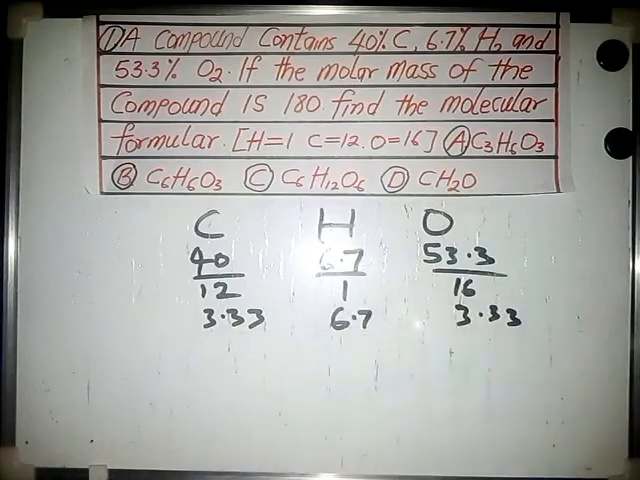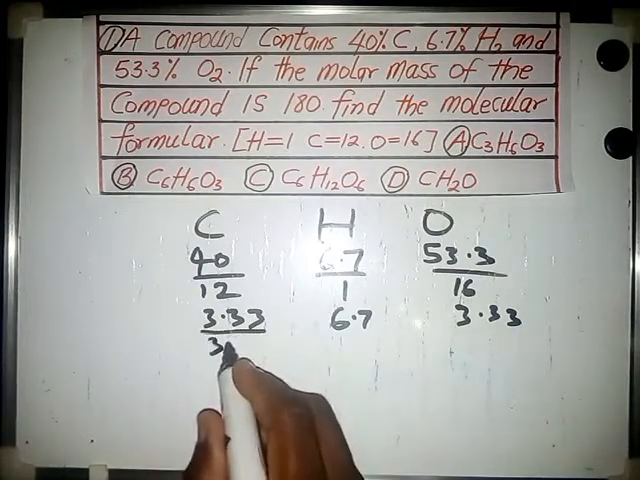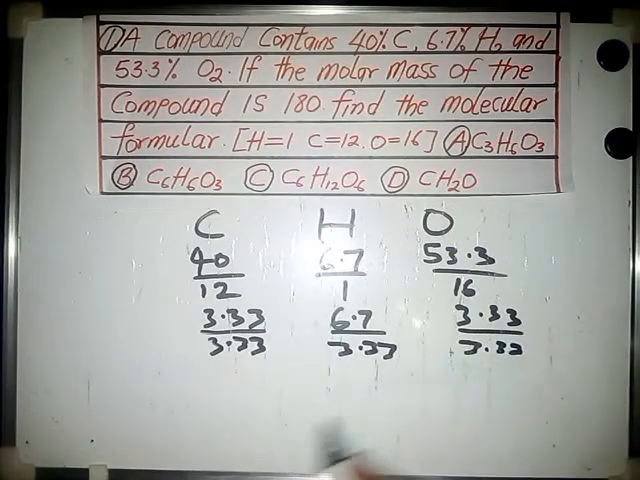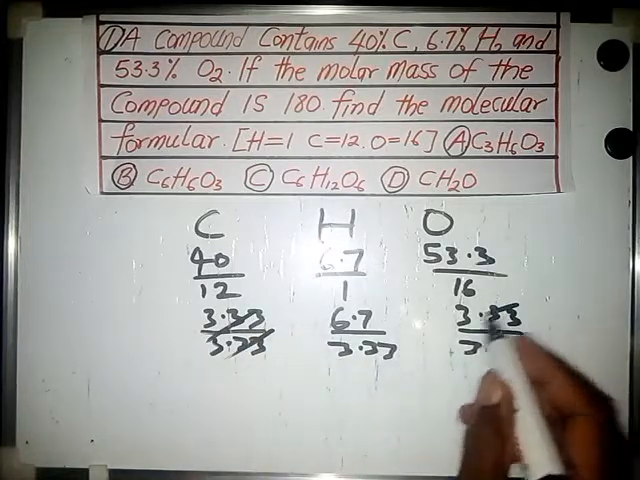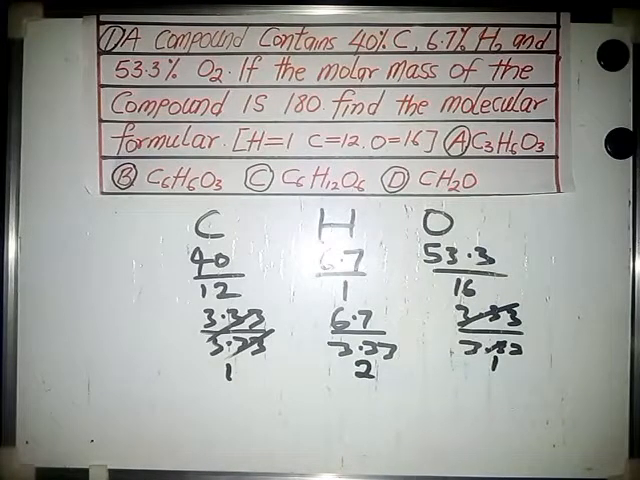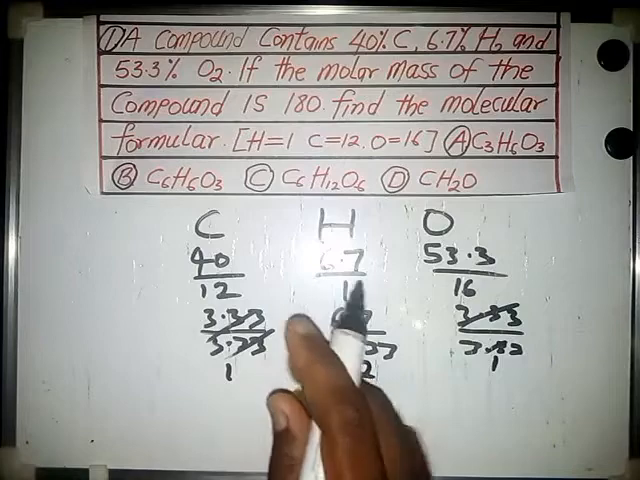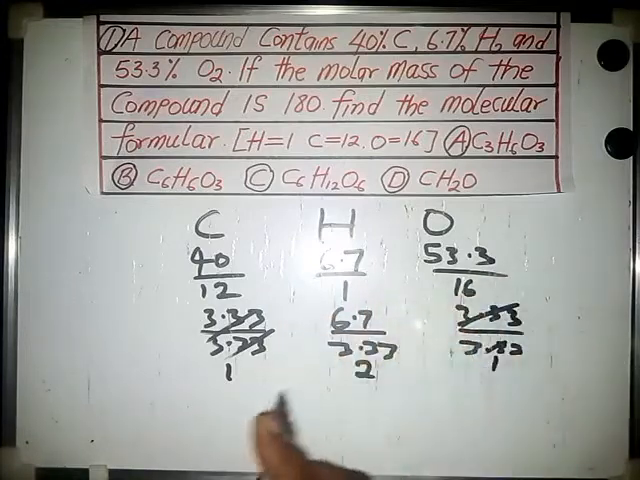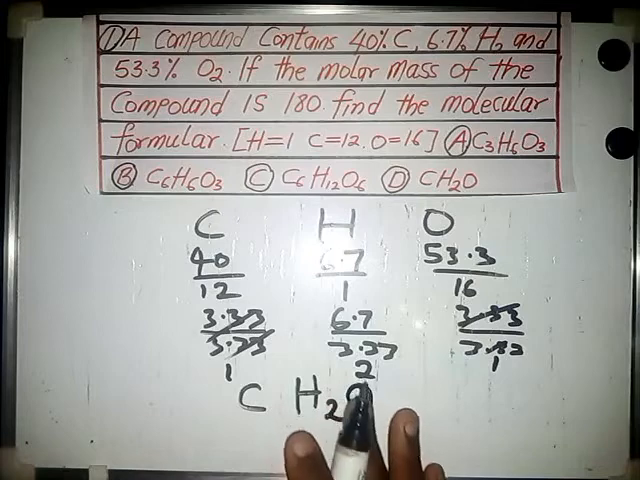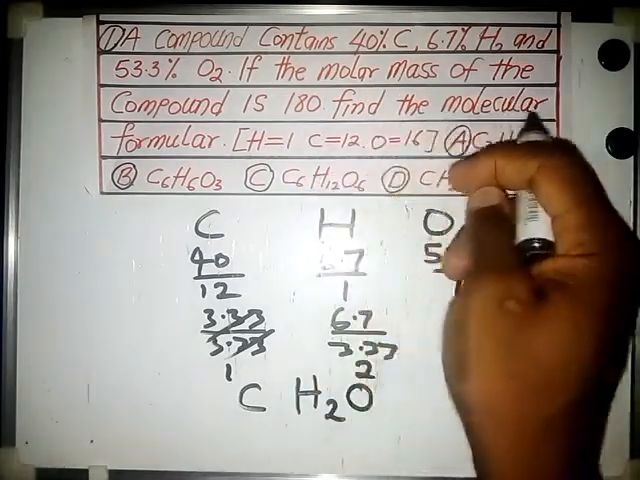So when you get to this stage, we have to get whole numbers. So what you have to do is divide by the smallest. So over 3.33, over 3.33, over 3.33. When you do that, this is 1, this is 1, and here you're getting 2. So from here, you can now write the empirical formula, which is CH2O. This is the empirical formula, but we're told to calculate the molecular formula, right?